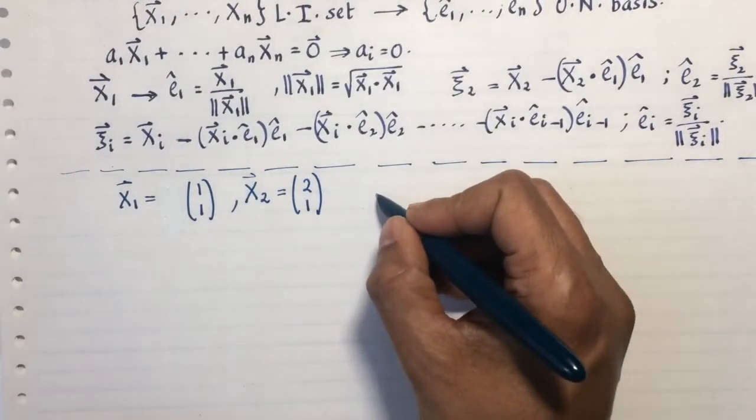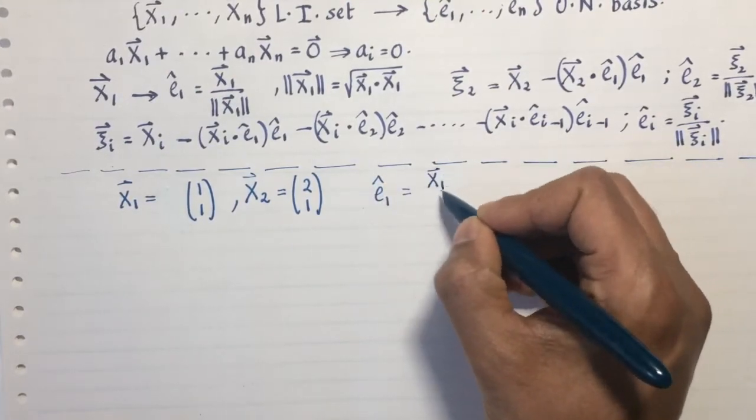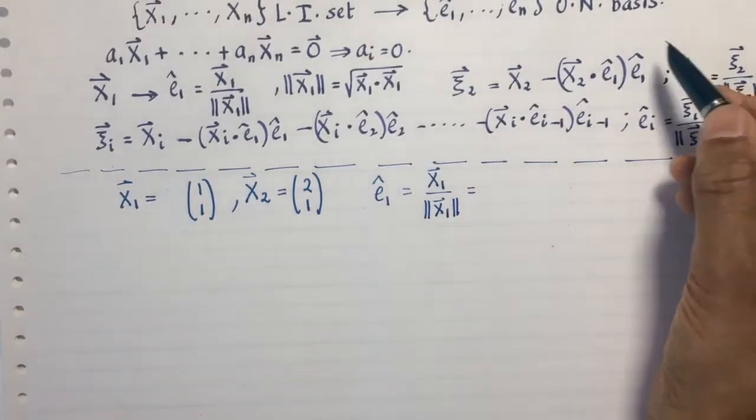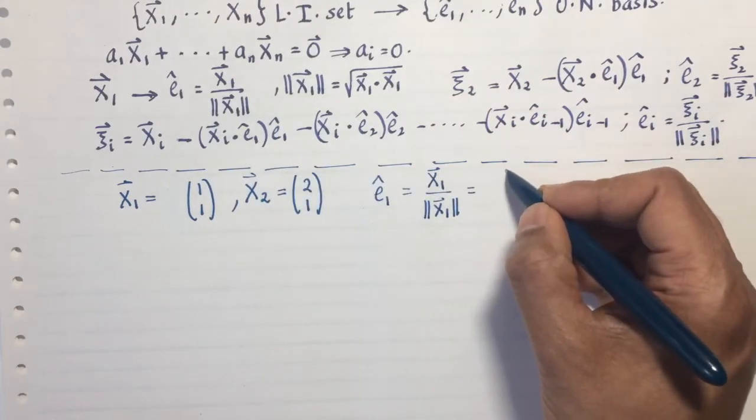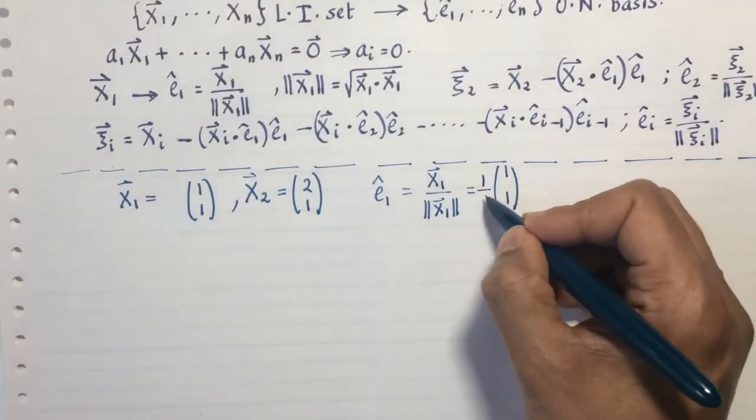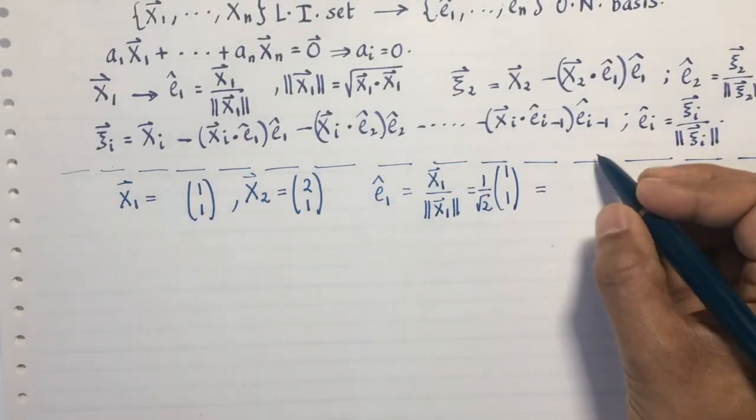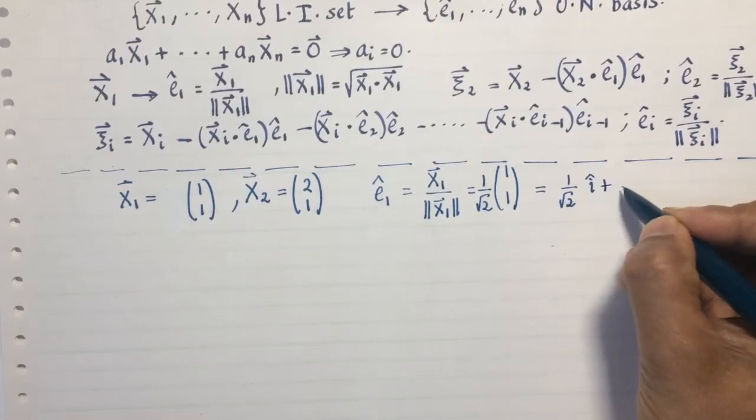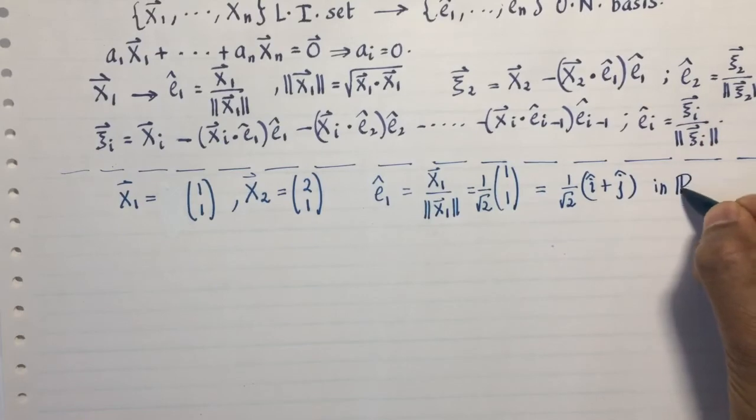Now let's form e1 first. e1 is the vector x1 divided by the magnitude of x1. That's the prescription I'm following. So that's just going to be (1, 1), and the magnitude is going to be root 2. So that's 1 over root 2 times (1, 1), as you expect. And if you want to write it in terms of i hat and j hat, you can write it as 1 over root 2 times (i hat plus j hat). That's another way of writing this if you want to go to the vector space R2.